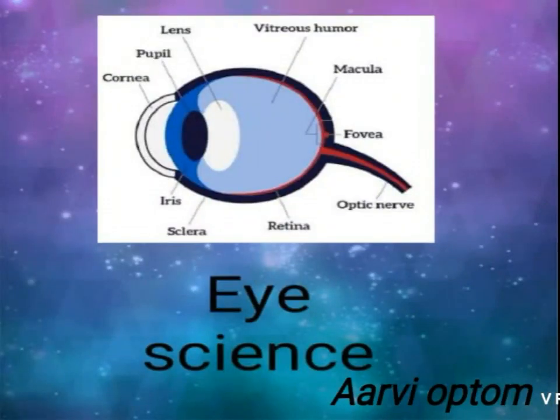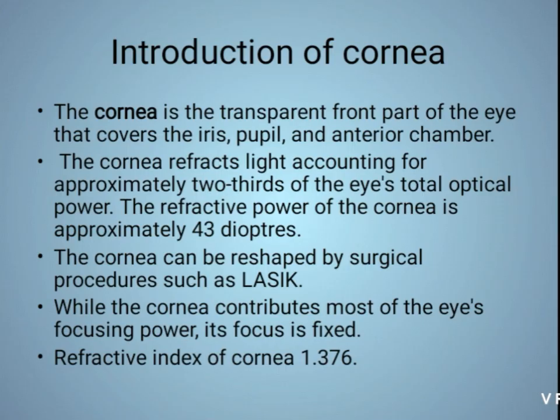Today our topic is the cornea. So let's get started. Let's talk about the cornea. The cornea is the transparent front part of the eye that covers the iris, pupil and anterior chamber, or we can say all the parts which you can easily see from the outside are covered by the cornea. As it is transparent, you can easily see through it.